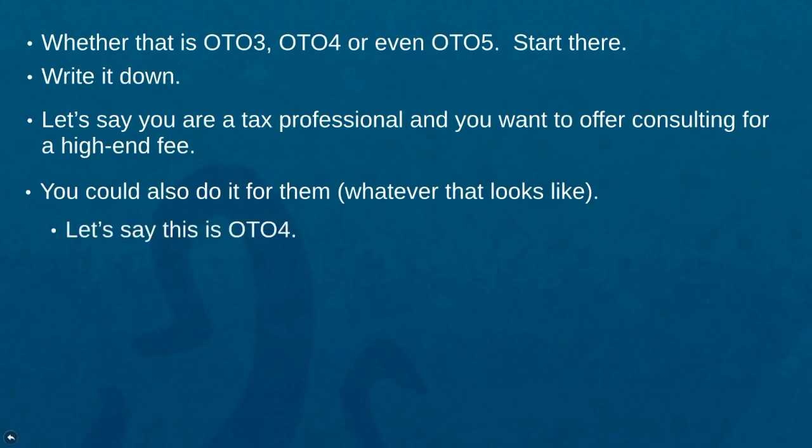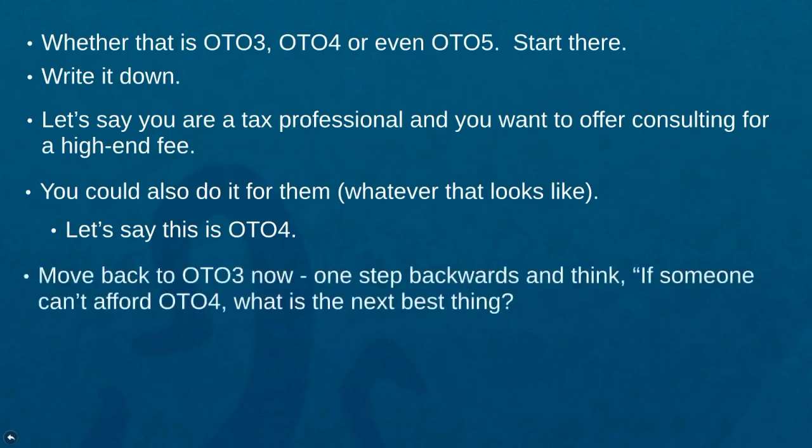So let's say, for example, that we have 4 one-time offers, and we'll start with one-time offer number 4. So one-time offer 4 in this case is the person offering consulting at a high-end fee. From there, you need to move one step back to one-time offer number 3. So basically one step backwards and think, all right, if someone cannot afford one-time offer number 4, what is the next best thing? In other words, what we like to do is take a piece of that and move backwards. So what is the next best thing?